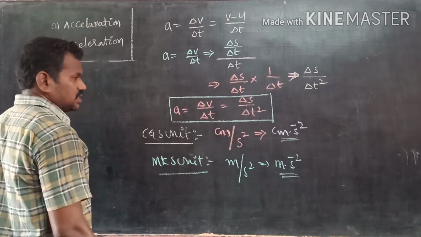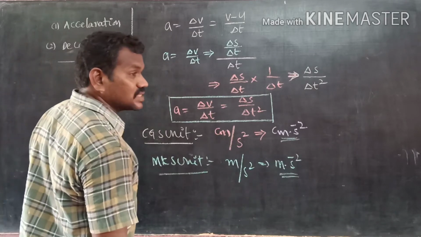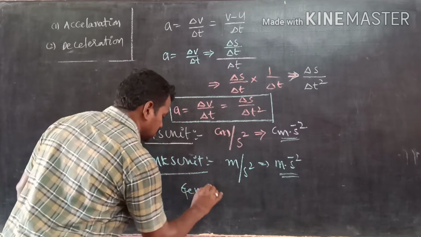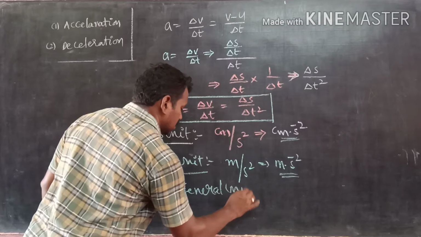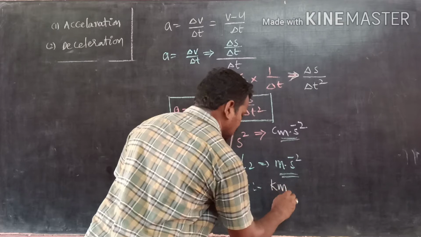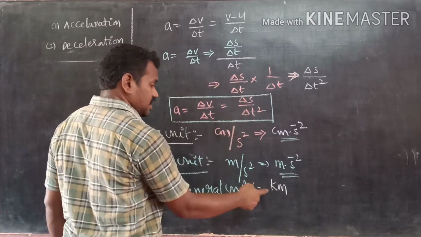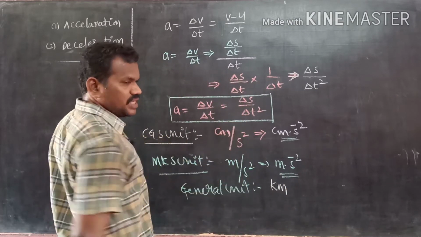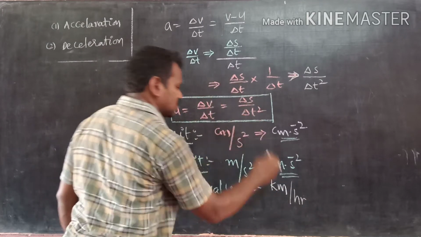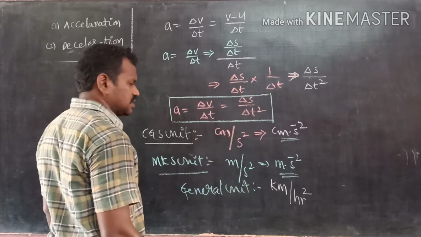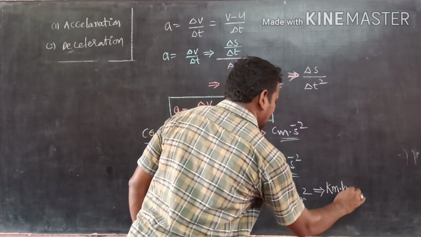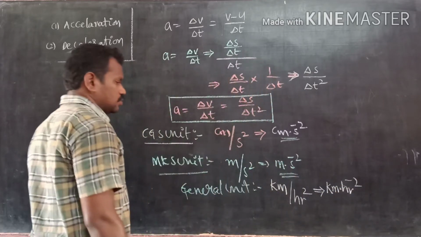Generally, we can also consider this in kilometer per hour square. Why? Because the general unit sometimes appears in other textbooks. The displacement is in kilometer, so whenever it is in kilometer, time should be in hours. So kilometer per hour, but here the square is there, so we should represent the square also. Now the unit becomes kilometer hour power minus 2.